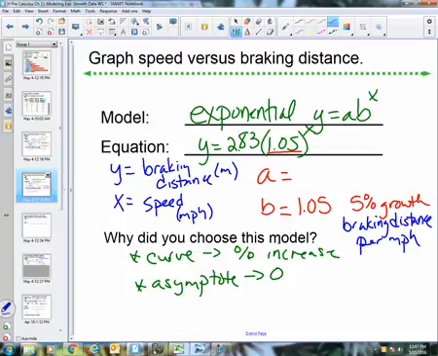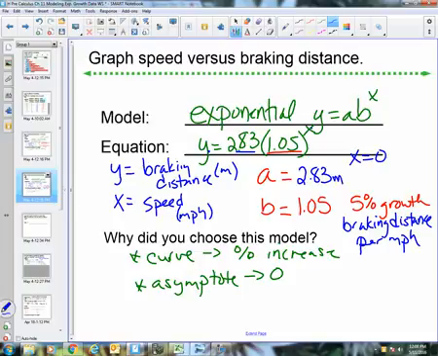Okay, the A value, the out front. So the number part itself is 2.83. Okay, so what does that mean? Well, that's our initial value. When you think about it for an exponential equation, whatever is out front is kind of your starting value. It's your y-intercept. So when x is 0, anything to the 0 power is 1. 1 times 2.83 would be 2.83, which means the y value would be 2.83. That's your braking distance. So that's in meters.